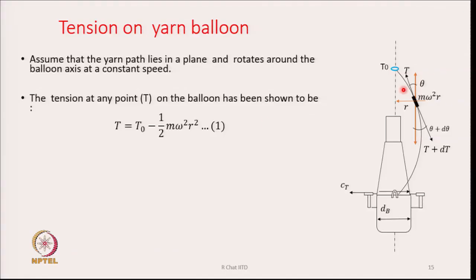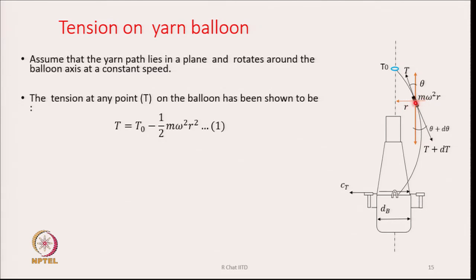The tension at any point in the yarn on the balloon has been shown to be, there is a lengthy derivation which I am avoiding, but we are directly lifting from a standard textbook, that the tension at any point on the yarn in the balloon can be written as T0 minus half m omega square r square, where r is, in this case, the element of yarn shown by this black rectangle.